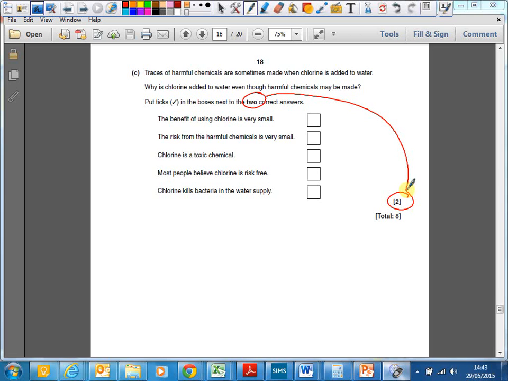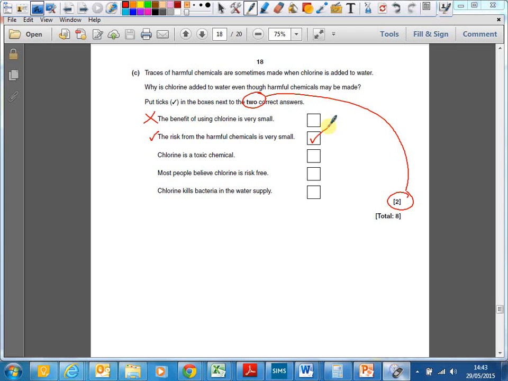Even though harmful chemicals can be made, the benefits of using chlorine is very small. Well, I'm going to go, right, no, that's not it. Why would, if the benefit was very small, why would we use it in the first place? The risk from the harmful chemicals is very small. I'm going to go, yes. The risk has to be small, because if the risk was so large, why would we use it?